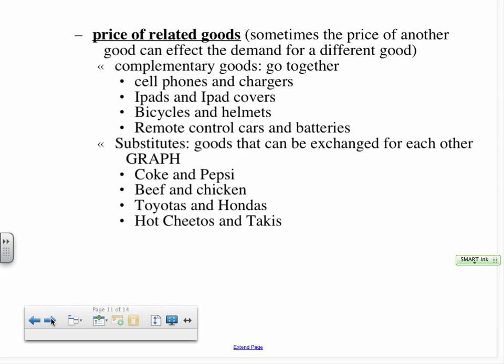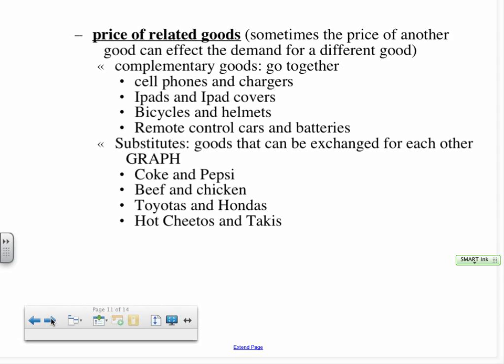For example, complementary goods, they go together. Cell phones and cell phone chargers, iPads and iPad covers, bicycles and helmets, remote control cars and batteries. I am not going to go out and buy a charger for a cell phone if I don't have the cell phone. I'm not going to buy an iPad cover if I don't have an iPad. I'm not going to buy a bike helmet if I don't have a bike. I'm not going to buy batteries if I don't have something to put the batteries in, like a remote control car. Those go together.